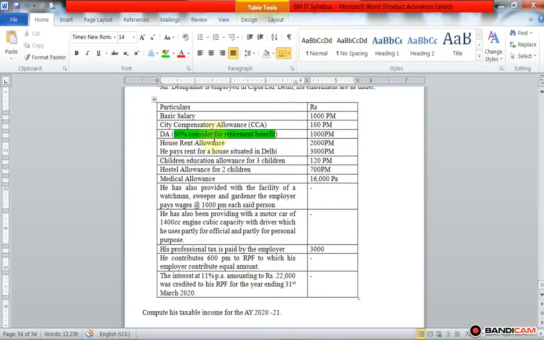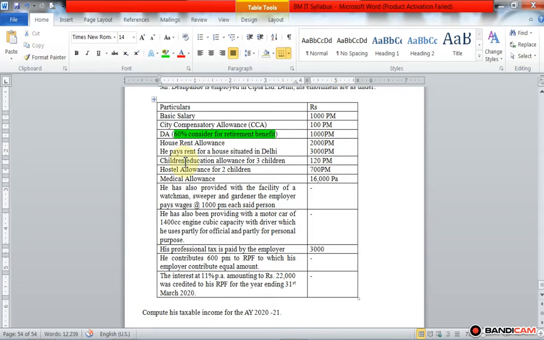So DA is rupees 1000 per month, then house rent allowance rupees 2000 per month, and Mr. Deshpande pays rent for a house situated in Delhi, amounting to rupees 3000. So actually HRA received is 2000 and rent paid is 3000, and the house is situated in Delhi, not New Delhi, in Delhi.